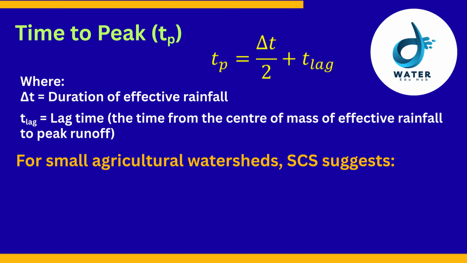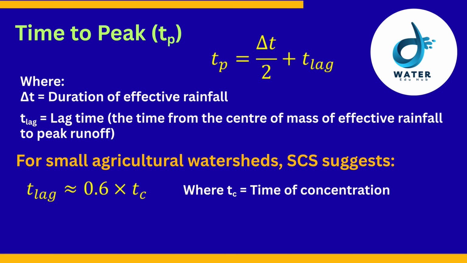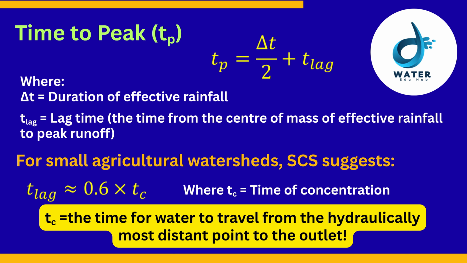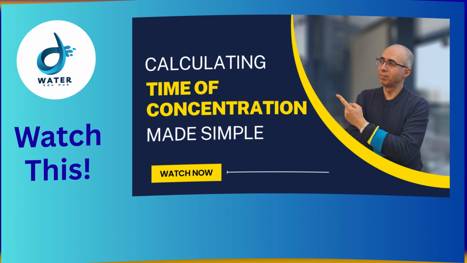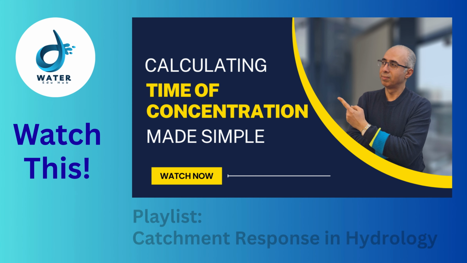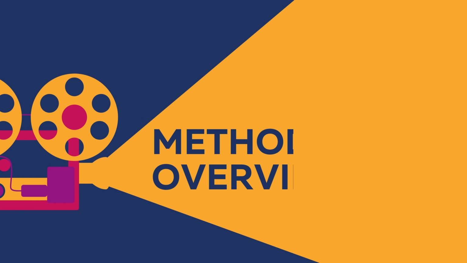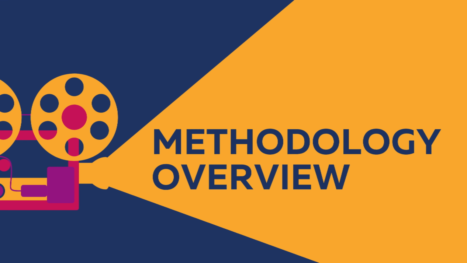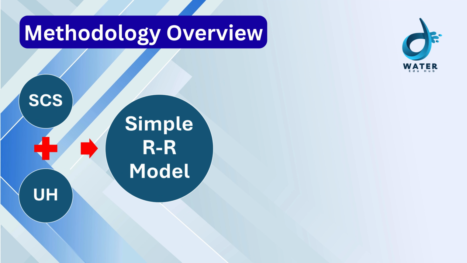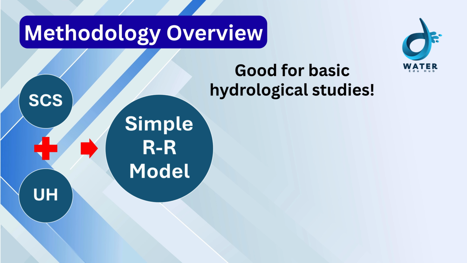For a small agricultural watershed, SCS suggests T lag equal to 0.6 times TC, where TC is the time of concentration, the time for water to travel from the hydraulically most distant point to the outlet. If you want to learn more about TC and different methods for estimating it, please watch our video on this topic.